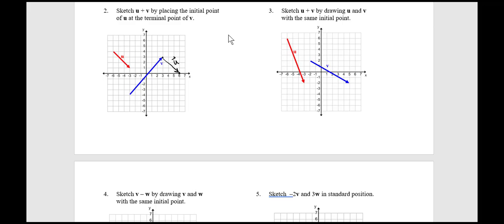That's another copy of u drawn with its initial point at the terminal point of v. We know when we do this to add our vectors, we go from our first initial point of the first vector to the terminal point of our last vector in the sum. And u plus v and v plus u are the same, so it doesn't matter which order we consider this.